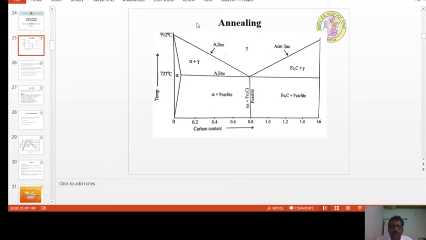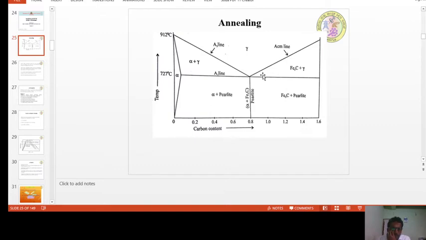This is a part of the iron carbon diagram, and this part we have selected from 0 to 1.6 percent of carbon. Why? Because this is the percentage up to which the steel contains carbon, and above this 1.6% of carbon, the steel will become a cast iron, and cast iron is not amenable to heat treatment as steel is.